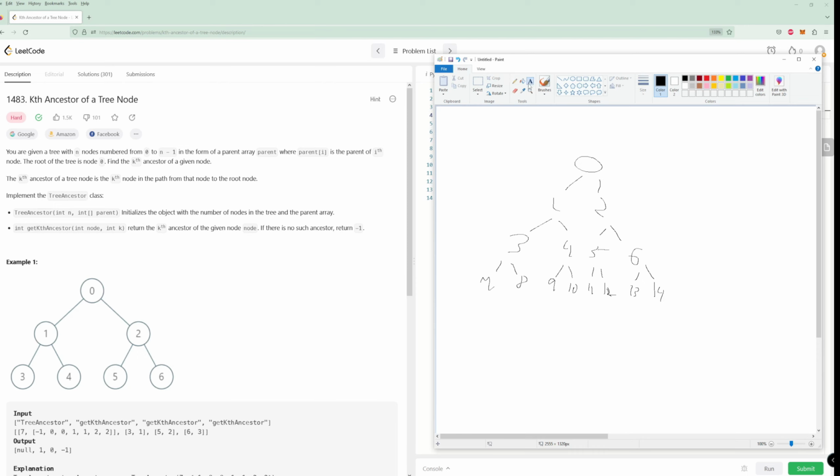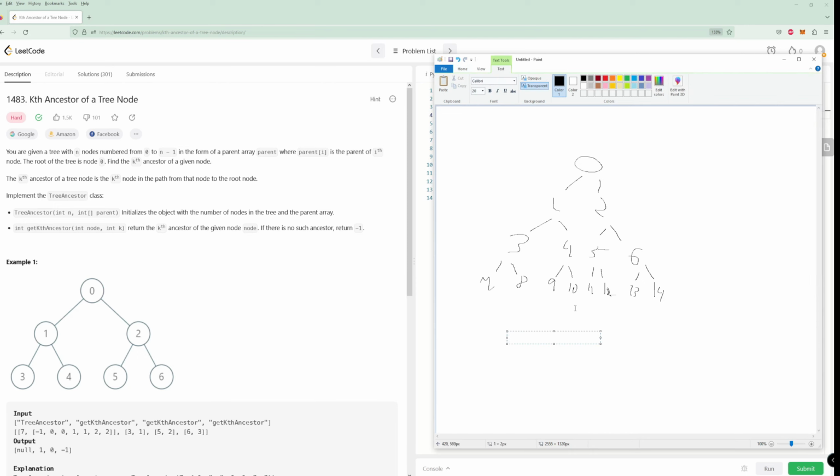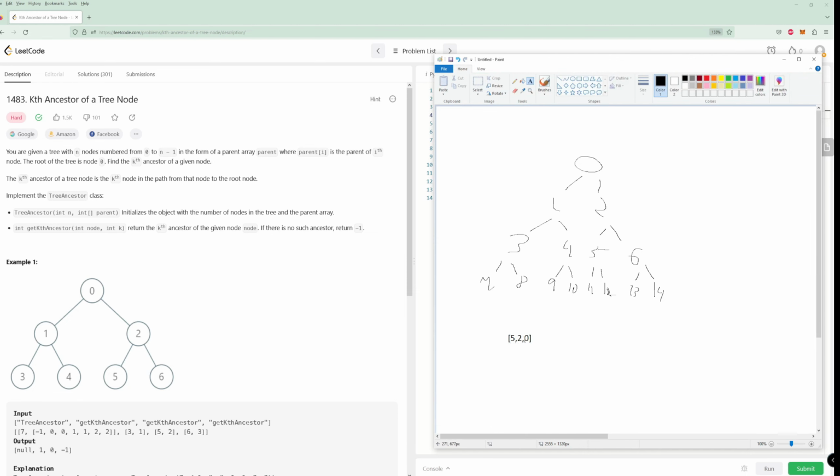So for something like 12, we can just go to every node and literally just go up. So we could do this, go up, and then we store an array of its parents. So it would be something like 5, 2, 0. And then we can say, okay, well, if we have k and k is bigger than this array, then we return -1. Otherwise, return some index. So let's say it's k2, we can do that.